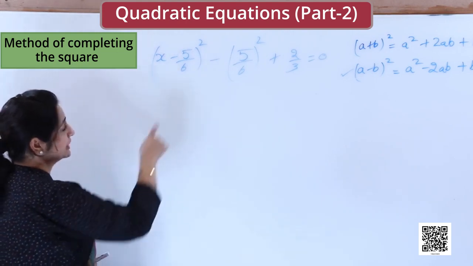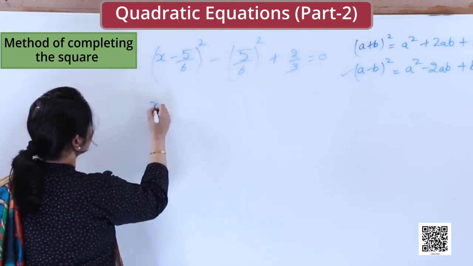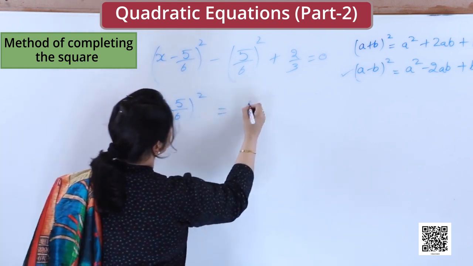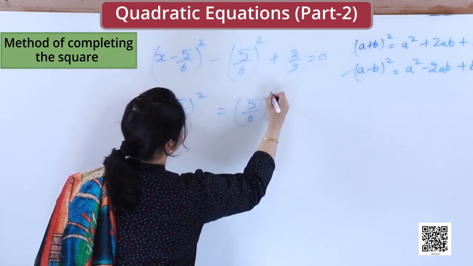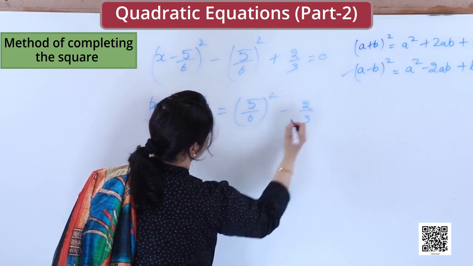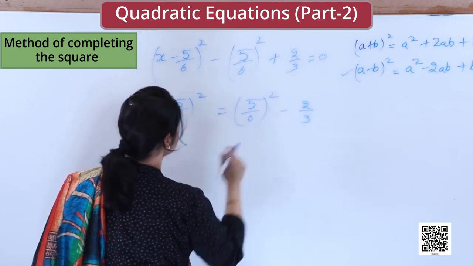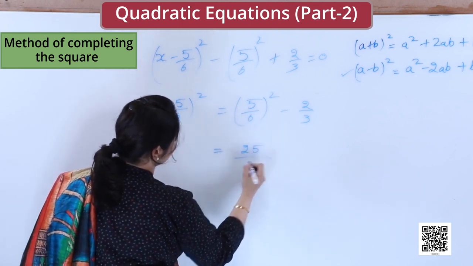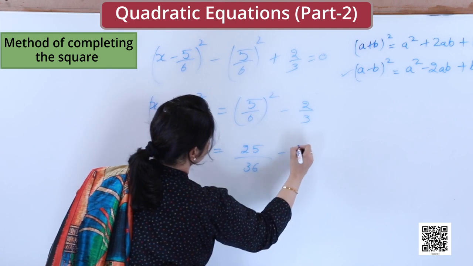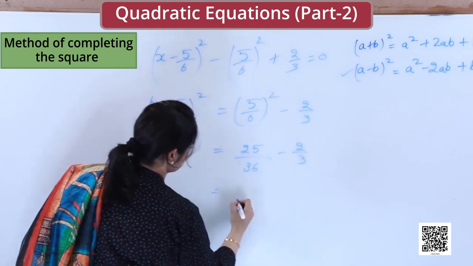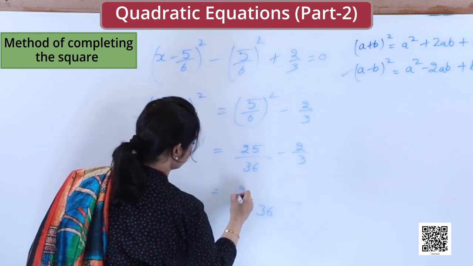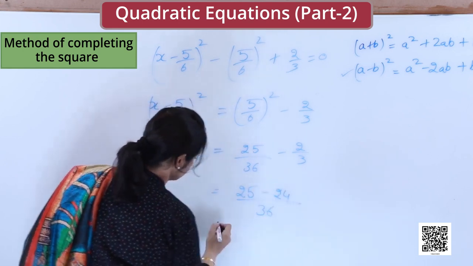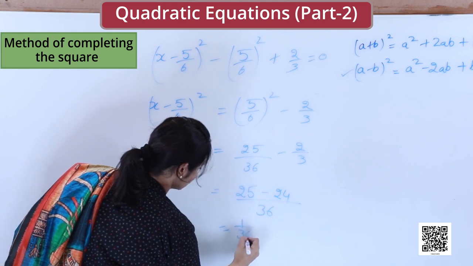Now for solving it, we'll take these terms to that side. (x − 5/6)² will be equal to (5/6)² − 2/3. This plus 2/3 will become minus 2/3 there. And here 5 fives are 25 over 6 sixes are 36, minus 2/3. Now taking the LCM, we will get 25 here, and here 12 twos are 24. So this is equal to 1/36.